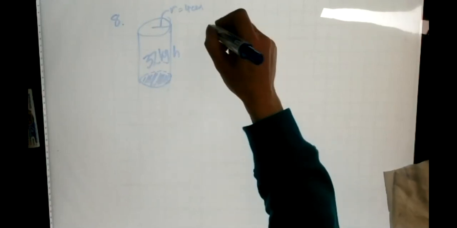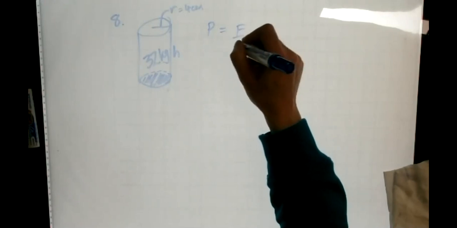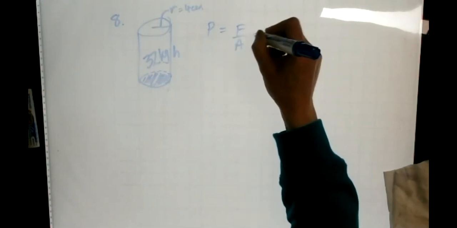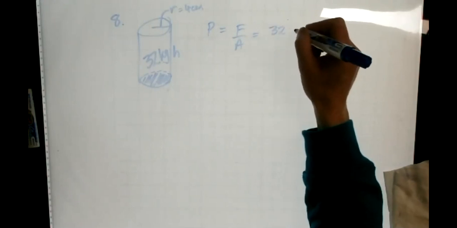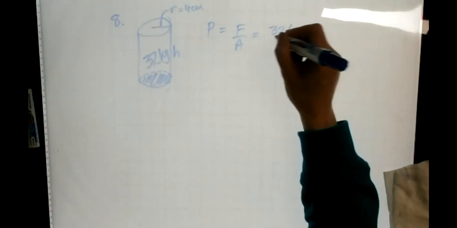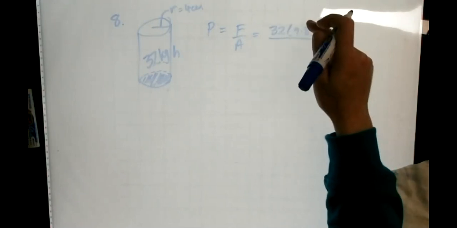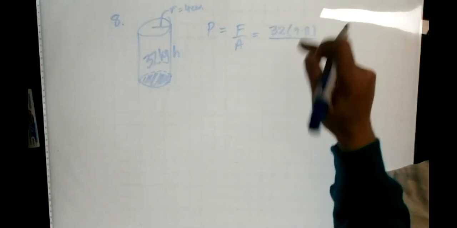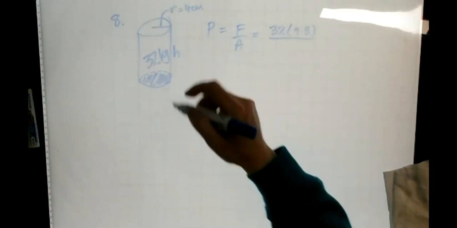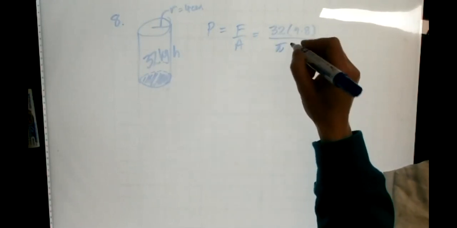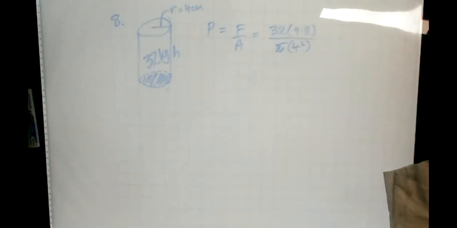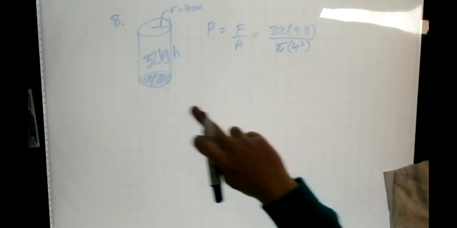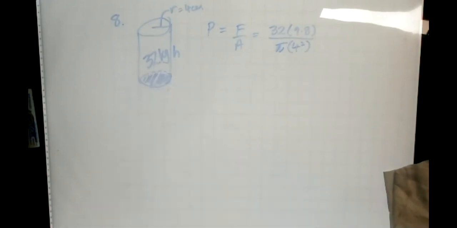So pressure equals force over area. Force equals mass times acceleration due to gravity, so 3 times 9.8. The area is the base of the cylinder, pi r squared. So that is the formula used.